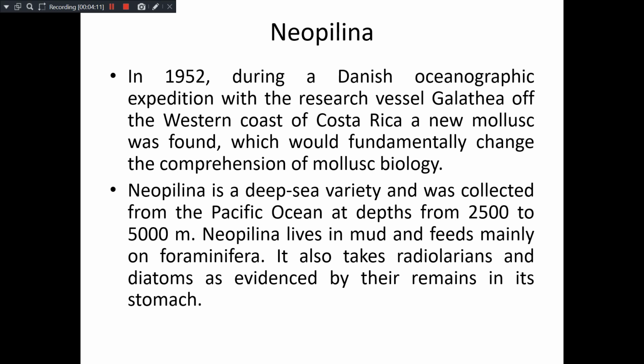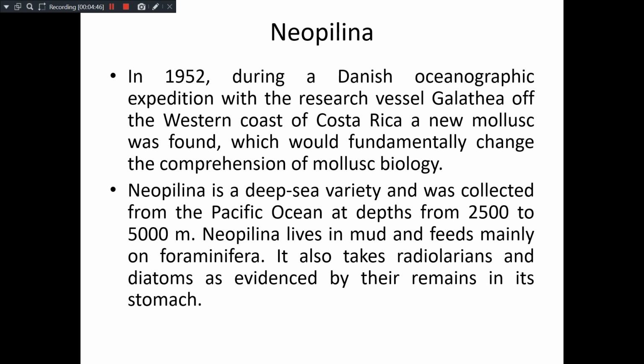This Neopilina was discovered in 1952 by a Danish oceanographic expedition on the west coast of Costa Rica. A new mollusc was found for the first time, which changed the fundamental understanding about the body structure of molluscans. Neopilina is a deep sea variety, collected from the Pacific Ocean at a depth of some 2,500 to 5,000 meters.